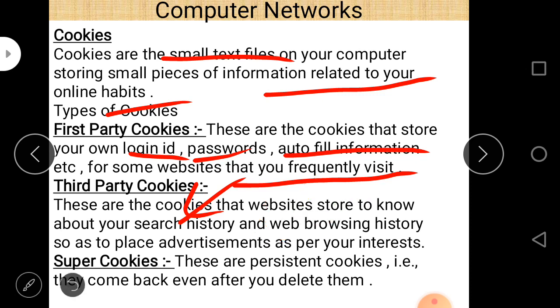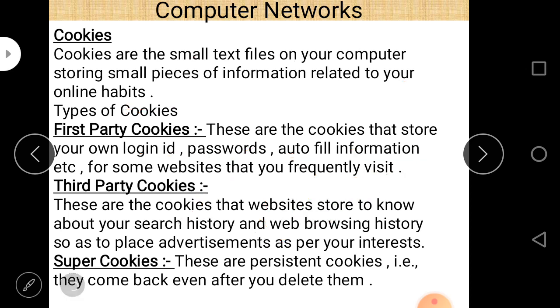So now we can say the difference between first party cookies and third party cookies. First party cookies basically store login ID, password and autofill information of some website that you frequently visit. But third party cookies basically store your search history and web browsing history to place advertisements as per your interest.